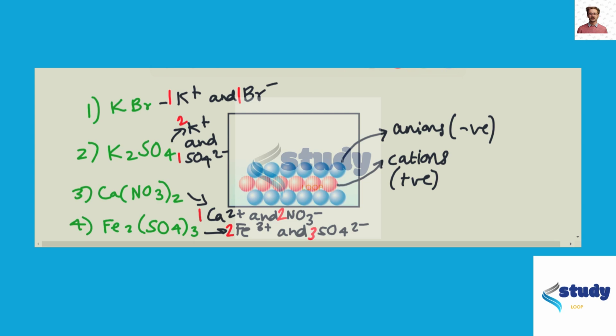Because if you recognize from the picture already, there is a 2 to 1 ratio for anion to cation, because there's 2 layers of anions, only 1 layer of cations.